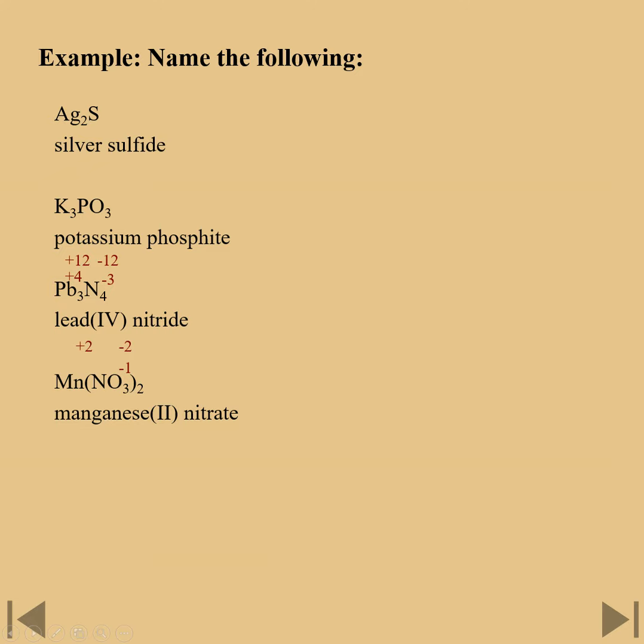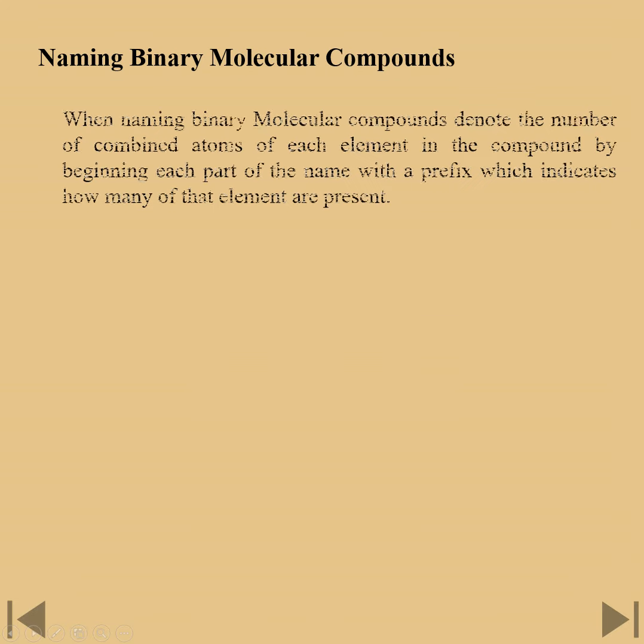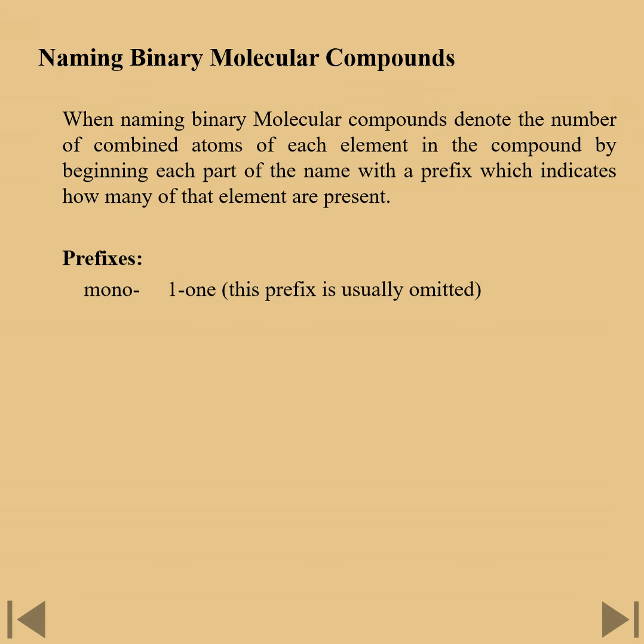Okay, naming binary molecular compounds. This is actually quite a bit simpler than ionic compounds, where we use a prefix system to indicate the number of each element in the compound. We just need to know what those prefixes are. If we have 1, we have mono. I imagine you're familiar with this. Now, we usually omit the mono unless it's something that's not really expected, like carbon monoxide.